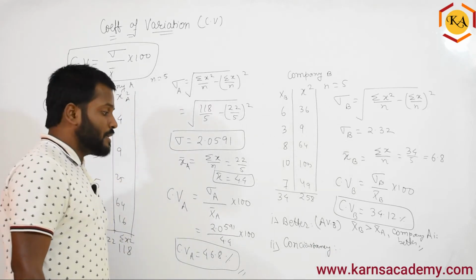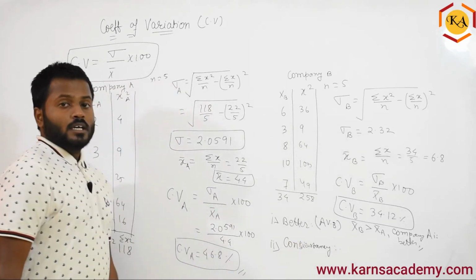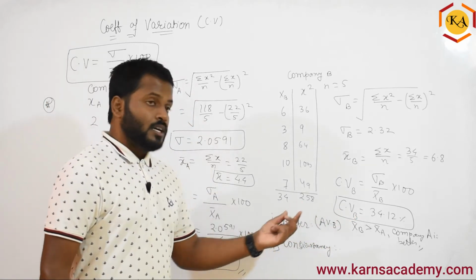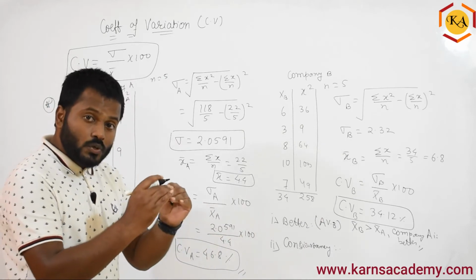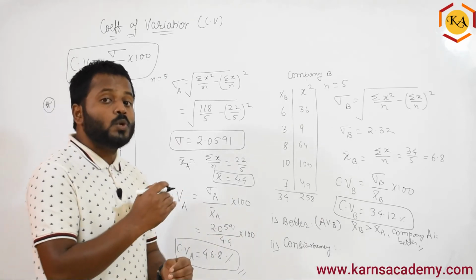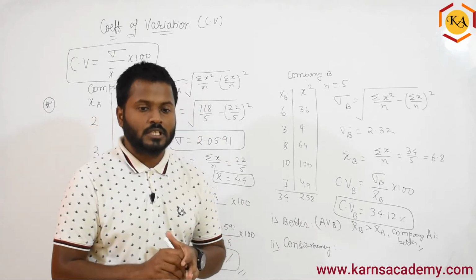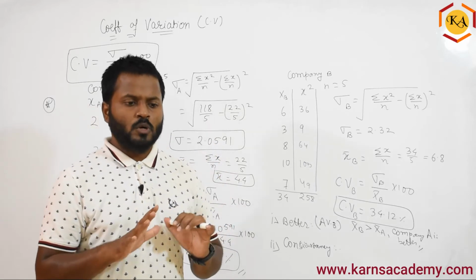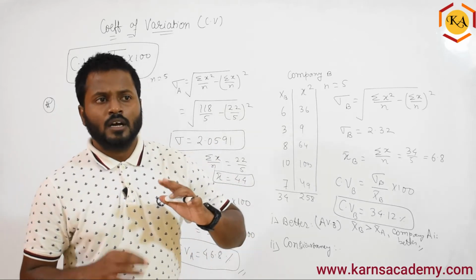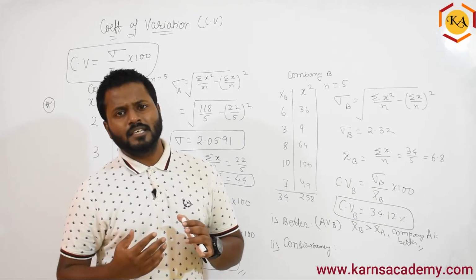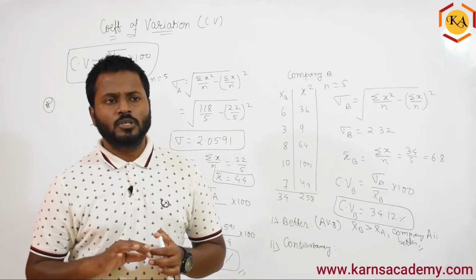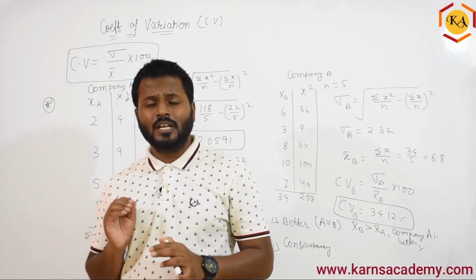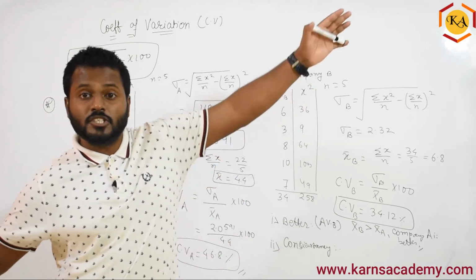Consistency means you have to compare the CV, the coefficient of variation, and whichever coefficient of variation is less is more consistent. Now let me explain how it works. Suppose two players both play 10 matches. One player hits a century in one match, another match 0, next match again he hits 68, and in another match he gets 2. So in one match he scores more runs, and in another match he goes 0, 2, like that. So he is not consistent because his variation is more.